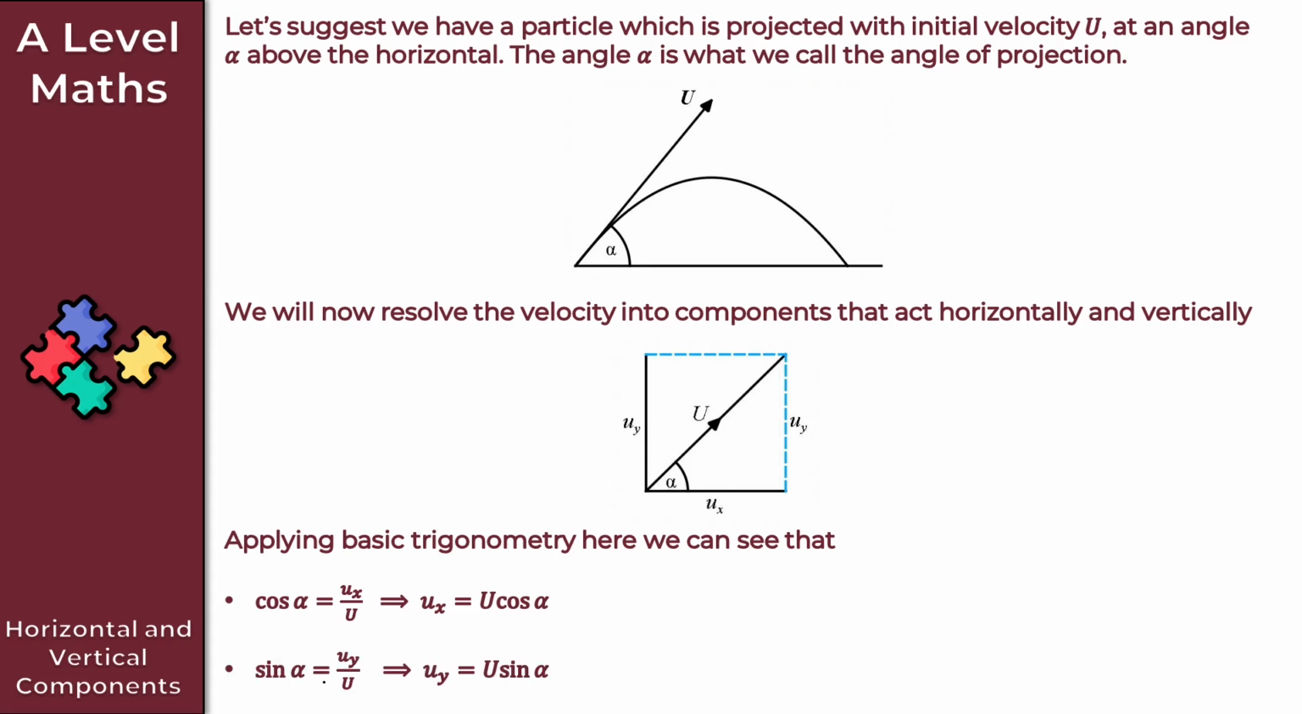And then for sine alpha, sine alpha is equal to uy over u. Again, just rearranging for uy, the initial velocity in the vertical sense, uy, is equal to u sine alpha.